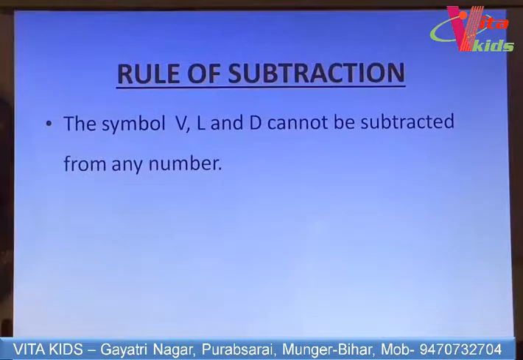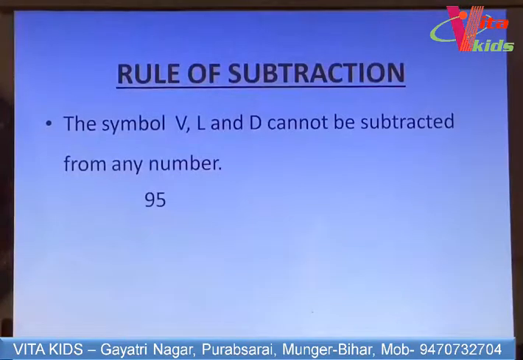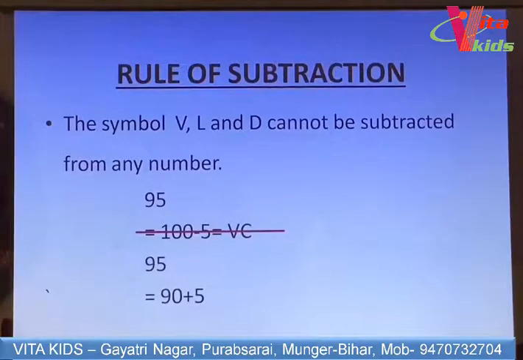The symbols V, L and D cannot be subtracted from any number. Example 95. You cannot write 95 as 100 minus 5. If we write it like this, it becomes VC. It is incorrect. Instead, 95 will be written as 90 plus 5. And for 90 you will write XC and for 5 you will write V. So the number will become XCV.